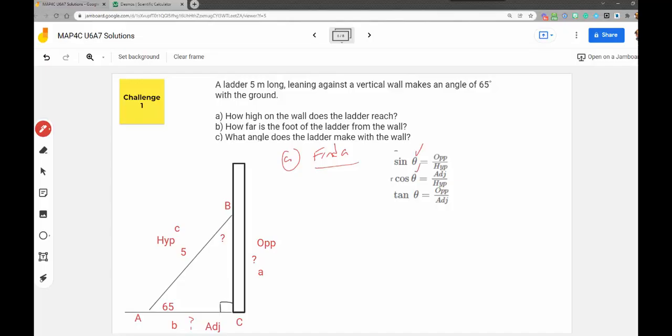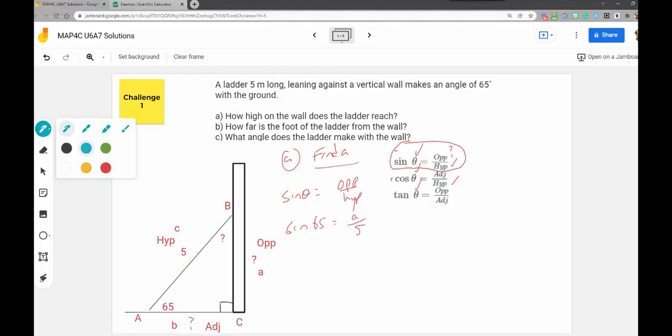I have the angle. I have the hypotenuse. In the first case, I'd like to find the opposite. So I'm definitely going to take this equation. Okay, so I've got sine theta, write the formula first, equals opposite over hypotenuse. Sine, the angle has to be 65. Even if I knew what the other angle was, I still have to use the 65 because I labeled the triangle that way. Opposite is little a, hypotenuse is 5.